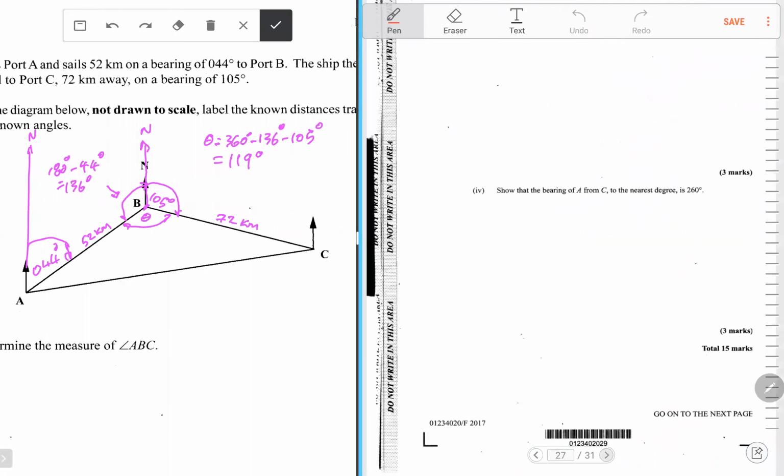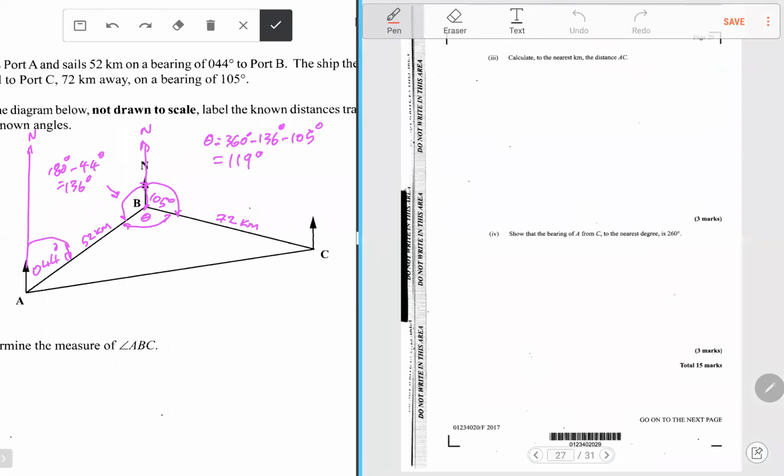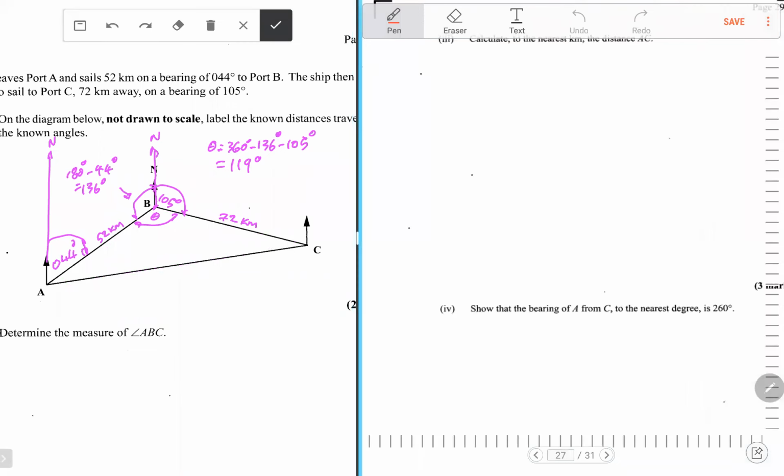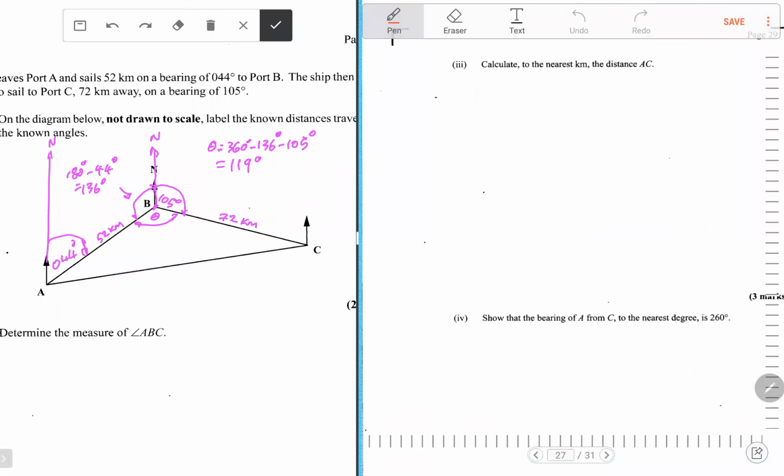So we can work with the diagram over here. The next part now, we must calculate the distance AC. So come back to this now. Remember the angle in between here is 119. So we're going to use cosine rule in this triangle. We have two sides and an angle between. It's not a right angle triangle, so we have to use cosine rule or sine rule. This one is the cosine rule because we have two sides and an angle between, which is 119.